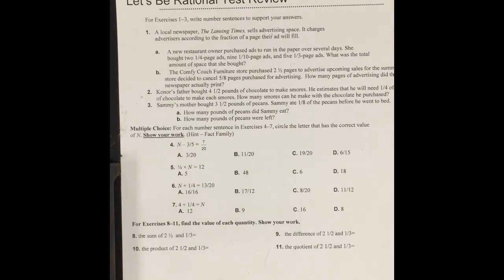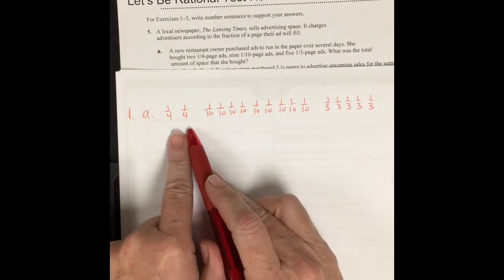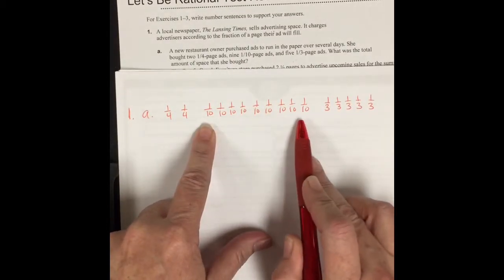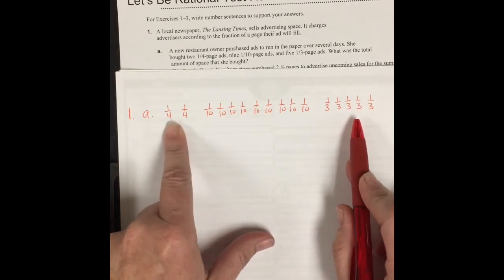1A. A local newspaper, the Lansing Times, sells advertising space. It charges advertisers according to the fraction of a page their ad will fill. A new restaurant owner purchased ads to run in the paper over several days. She bought 2 1/4 pages, 9/10 pages, and 5 1/3 pages. What was the total amount of space that she bought?